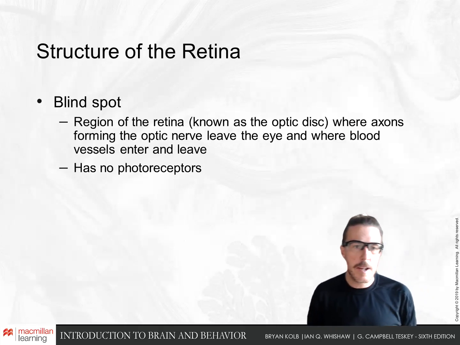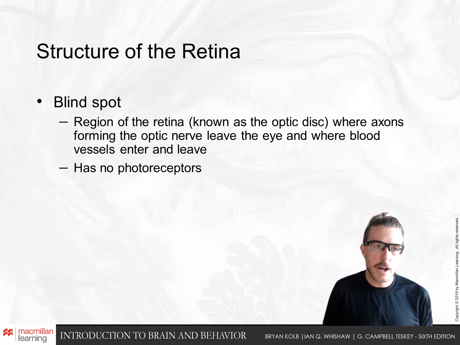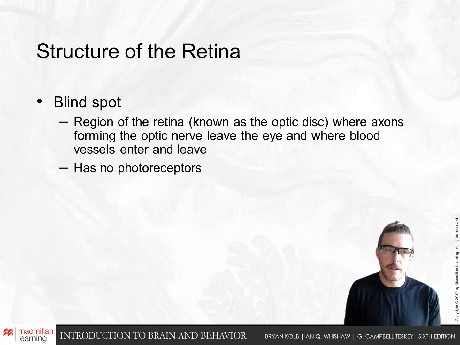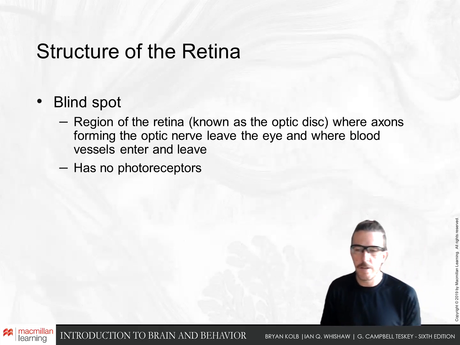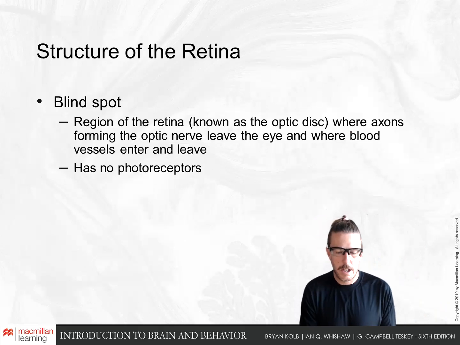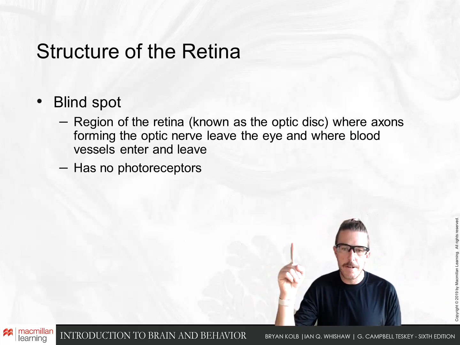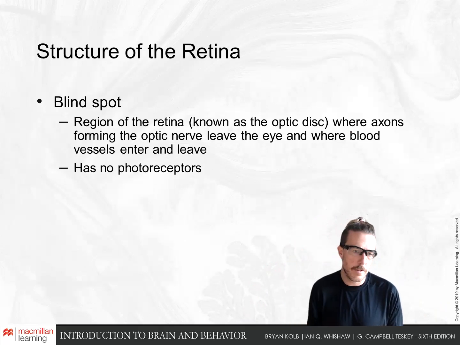Finally, we have a blind spot in each eye. This is the region of the retina where the axons forming the optic nerve leave the eye, and there are no photoreceptors there. And so if you close one eye and you hold a pencil just in the right spot, you won't be able to see the eraser.